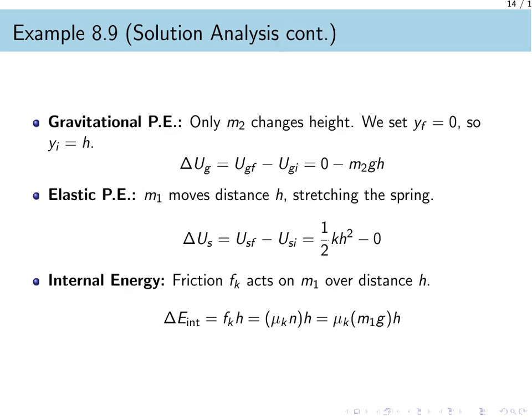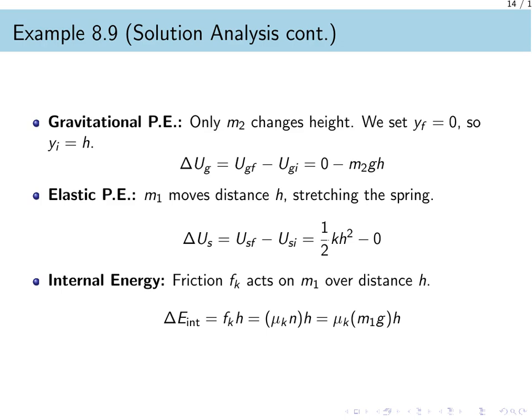Now let us find the other three energy changes. First, the change in gravitational potential energy, delta U sub G. Only block M2 changes height. We set its final height as y final equals 0, which means its initial height was y initial equals h. The change, final minus initial, is therefore 0 minus m2 g h.